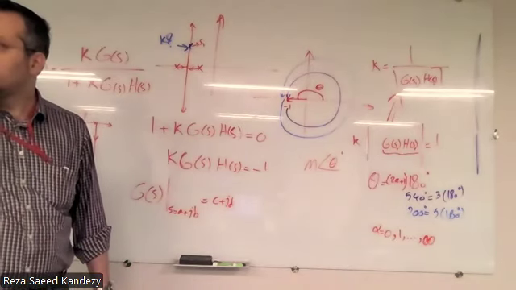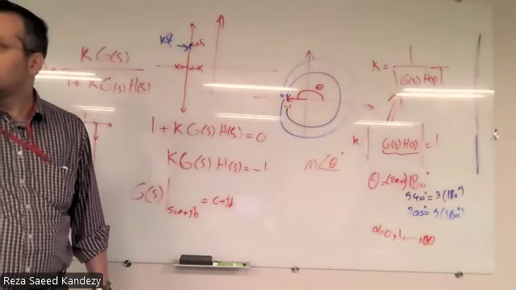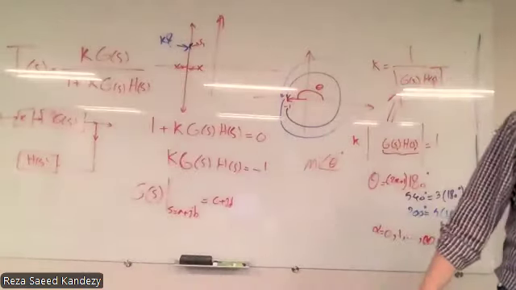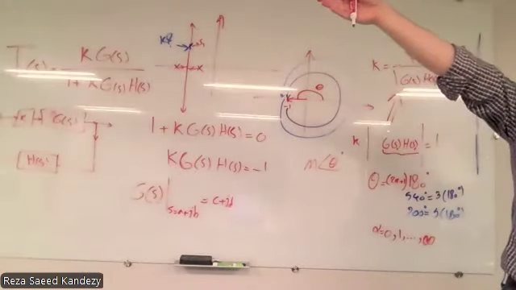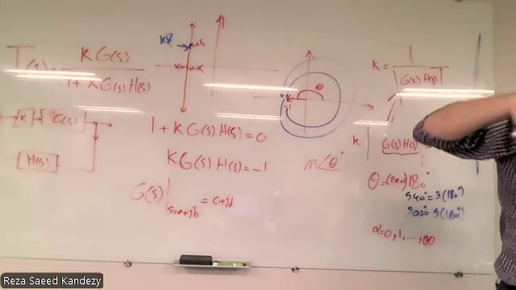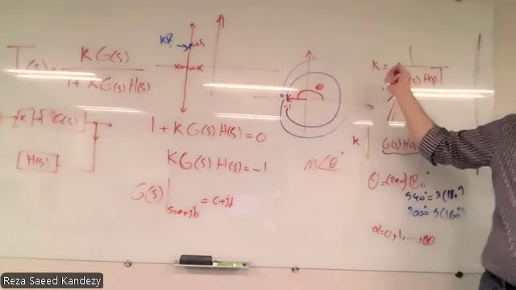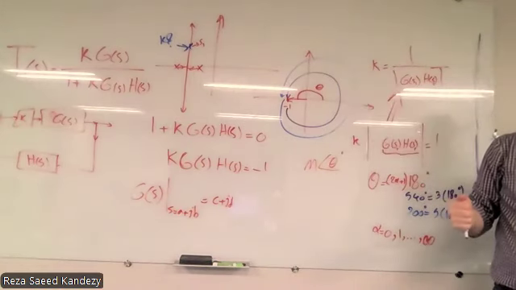Are we good? So this is how you can analyze, without having the sketch, the root locus sketch, any arbitrary point to see if first it has a potential of being a pole, and if it's a pole, for what K it becomes a pole. Are we good? Any question about that?